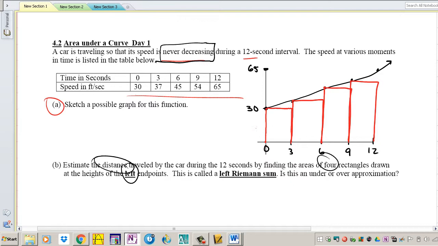What is the height at 0? This is 30. What is the height at 3? This is 37. Let me use another color for this.